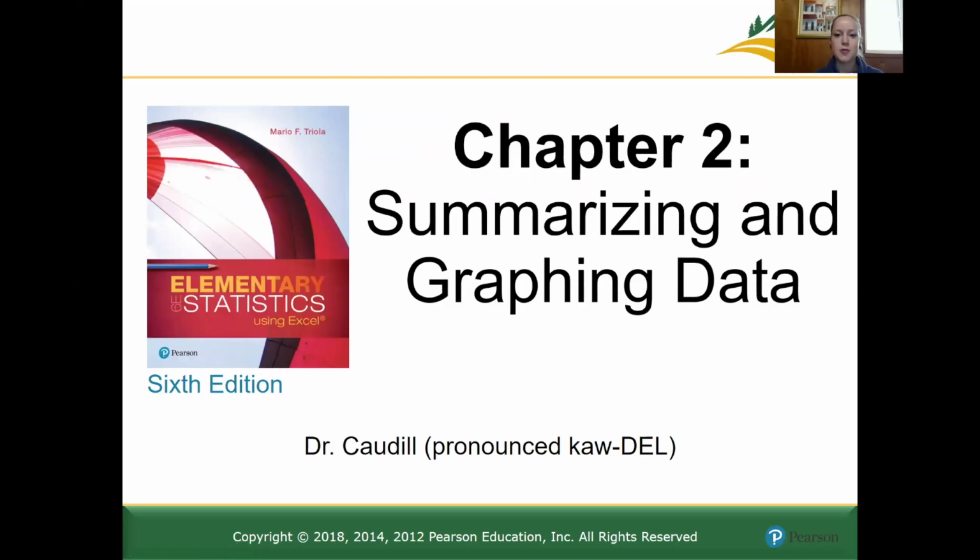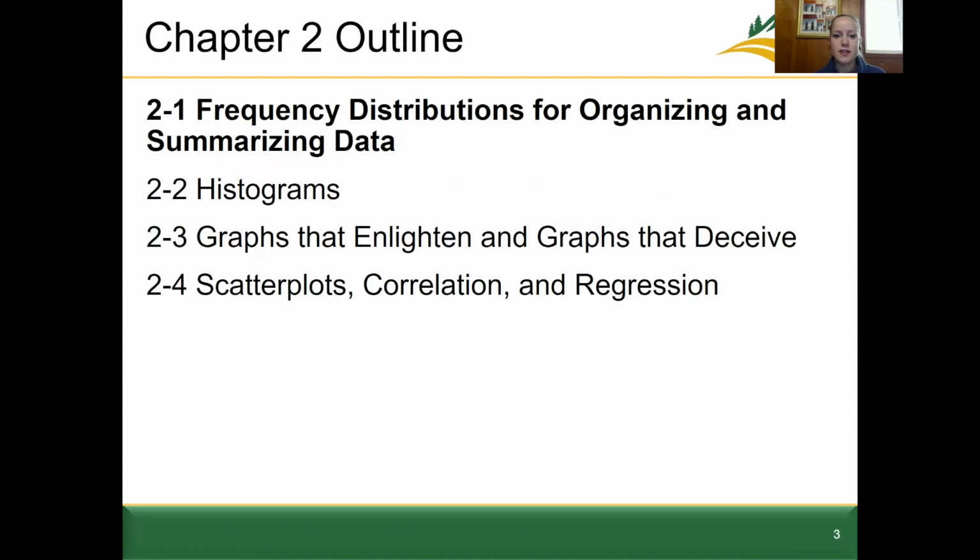Now we're going into chapter 2. So this is summarizing and graphing data. For an outline of chapter 2, we're starting with 2.1, and this is frequency distributions for organizing and summarizing data. And the student outline that you have is going to cover 2.1 and 2.2. So you'll be able to complete that entire packet after watching both this lecture and then the next lecture.